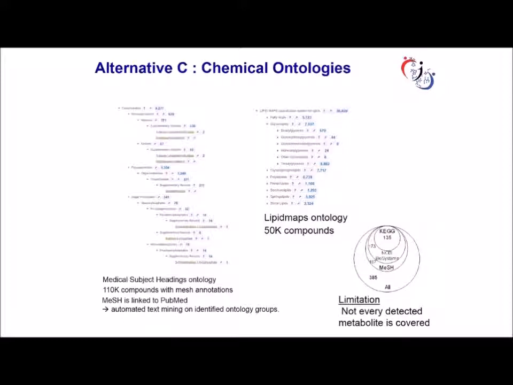The second ontology is the LIPID MAPS ontology, which has almost 50,000 compounds. It is one of the most comprehensive classifications for lipids. However, there is a limitation here: not every metabolite we detect is covered in MeSH or LIPID MAPS ontology. But these ontologies provide labels for compound classes that can be used for chemical similarity clusters.